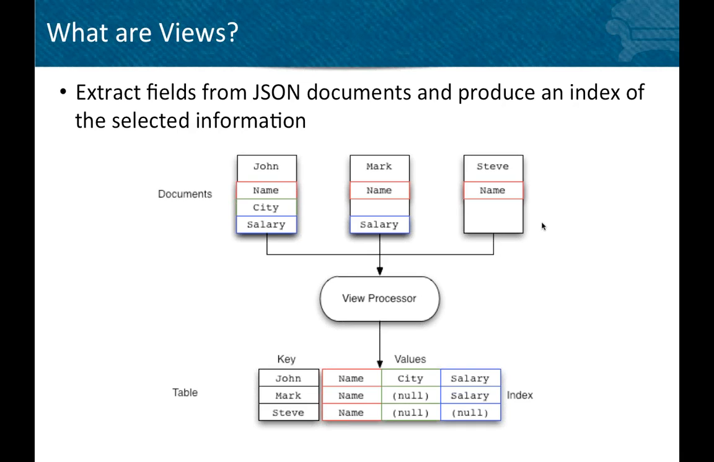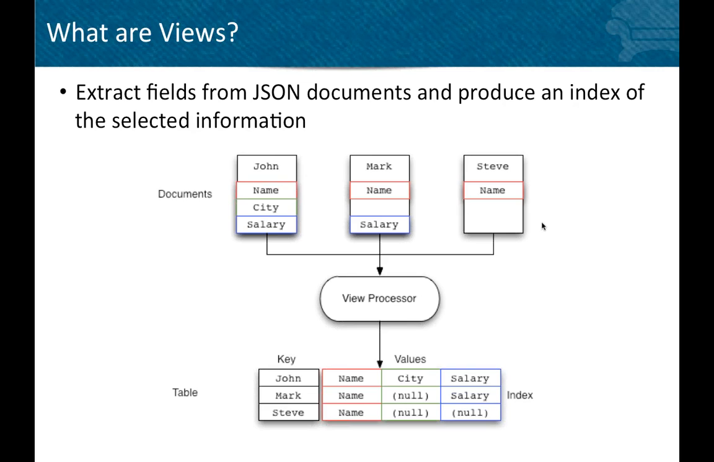So views are the primary method you use to query a Couchbase cluster. Essentially, it allows you to take your original documents, represented in the top half of the slide here, and run them through a process that normalizes their structure into an index so that you can do lookups on those normalized fields. In the example we've got here, we've got 3 people, and they all have names, but only one of them has a city, and only 2 of them have salaries.